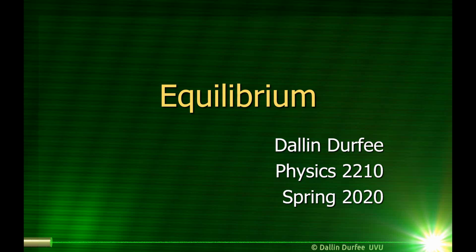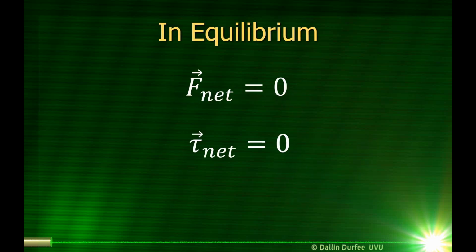Today we're going to be talking about equilibrium. When an object is in equilibrium, it's not moving and it's not rotating. It's just sitting there. So in order for something to be in equilibrium, there must be no net force on the object, because if there were a net force, the object would be accelerating.